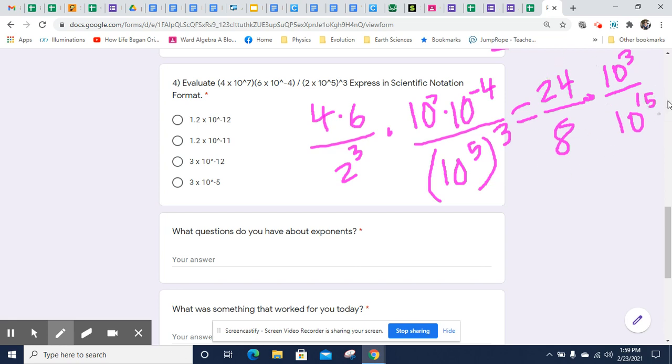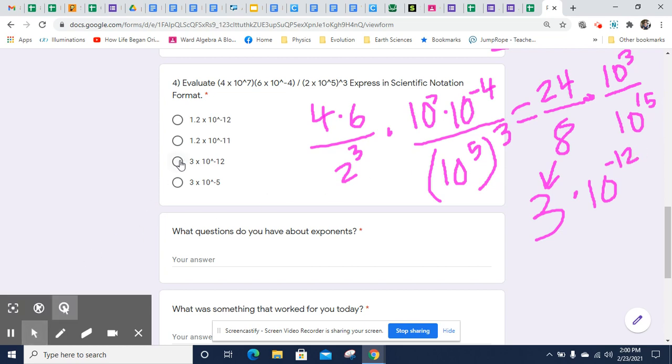Okay, now let's start simplifying. 24 divided by 8 is 3. So that becomes 3. And this becomes 10 to the 3 minus 15, which is negative 12. And we are done. 3 times 10 to the negative 12 is the answer.